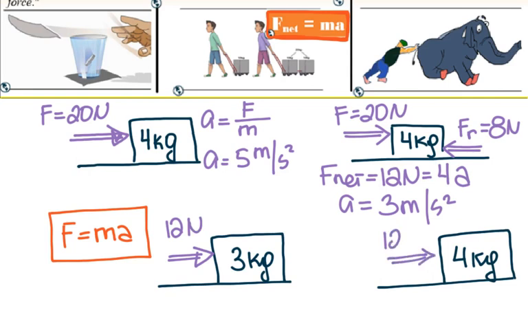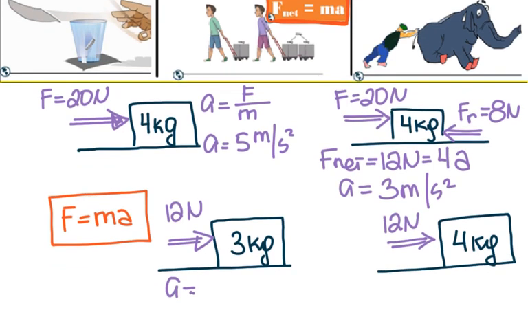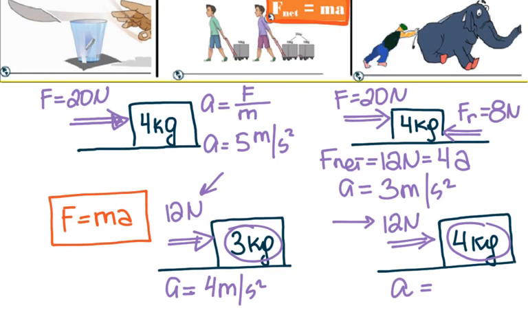So this one also has 12 newtons. So the acceleration for the first case is equal to the net force, which is 12, divided by mass, which is 3, gives me 4 meters per second squared. And acceleration in the second case is, again, they both have the same force acting on them, but they have different masses. So here the net force divided by the mass gives me 3 meters per second squared.